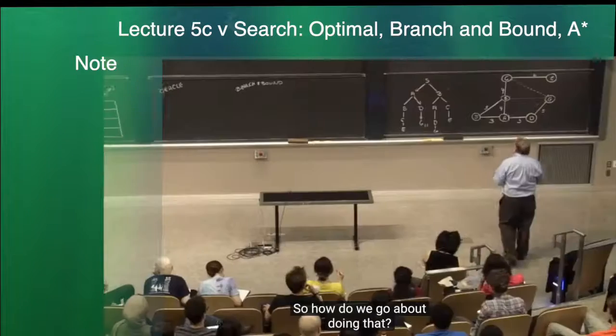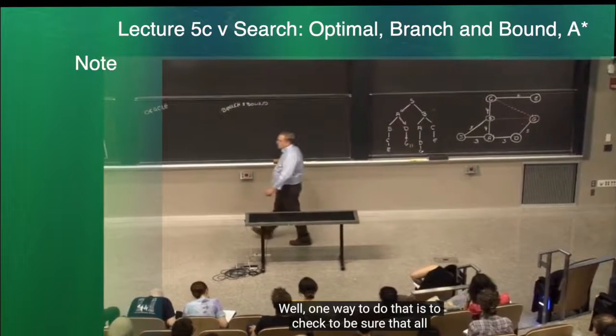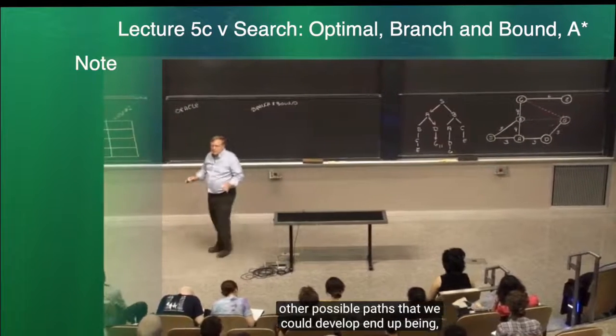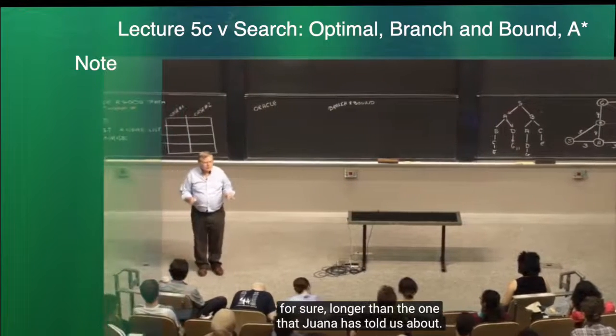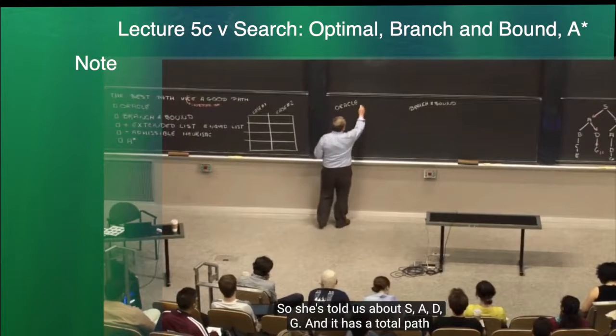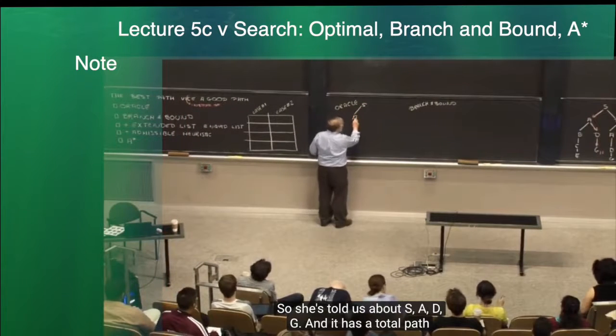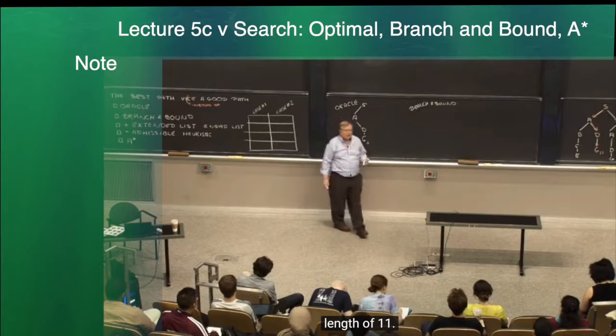So how would we go about doing that? Well, one way to do that is to check to be sure that all other possible paths that we could develop end up being, for sure, longer than the one that Juana has told us about. So she's told us about S, A, D, G, and it has a total path length of 11.